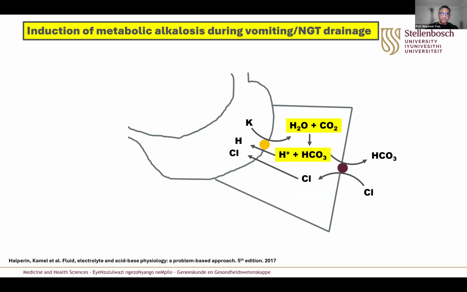What induces the metabolic alkalosis during vomiting or nasogastric tube drainage? Well, the same thing happens up until this point. But of course, when a patient is vomiting or has a nasogastric tube in, the hydrochloric acid and gastric juice move in the opposite direction, which means the bicarbonate remains in the blood because there's no pancreatic juice secretion. And this is actually how the metabolic alkalosis develops in patients who have vomiting or nasogastric tube suctioning.